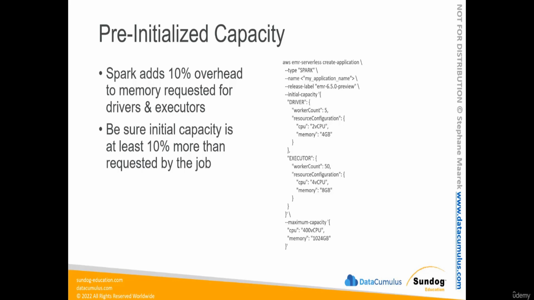One note from the documentation, and this does look like the kind of thing that I could imagine seeing on the exam at some point. Remember that Spark adds a 10% overhead to any memory requested for drivers and executors. So make sure your initial capacity request takes that into account. Make sure you're requesting at least 10% more memory than your job is actually requesting.